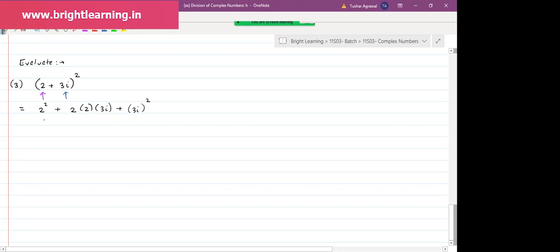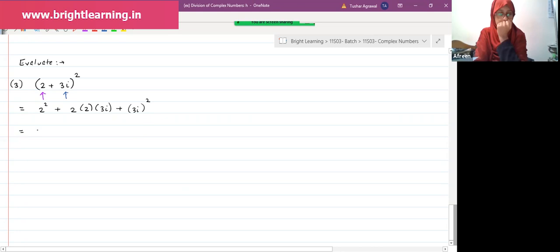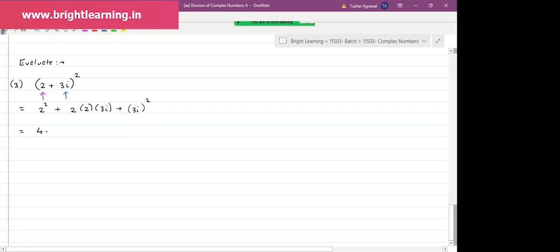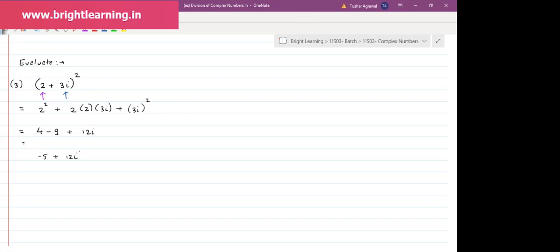Now, halving, 2 square and 3i complete square. It will be 2 square minus 3 square. So it will be 4 minus, and then 2 times 4 is 12i. So the final answer will be negative 5 plus 12i. Okay. Pujita made that mistake. It will be 4 minus 9, Pujita.